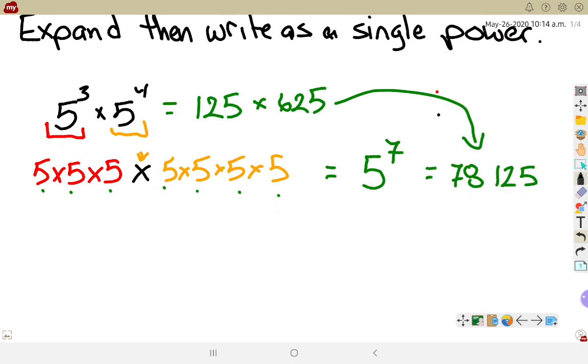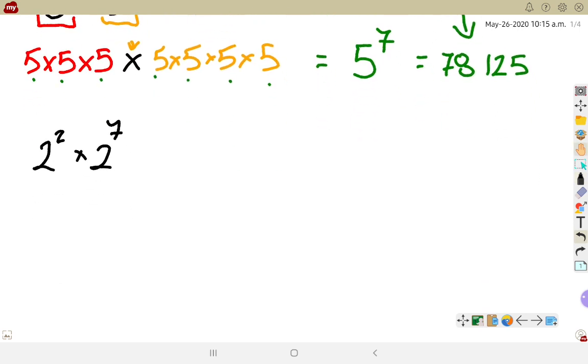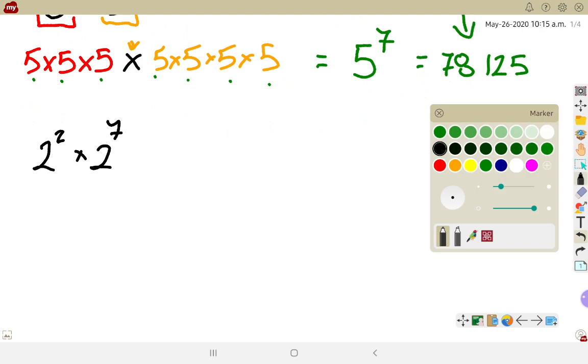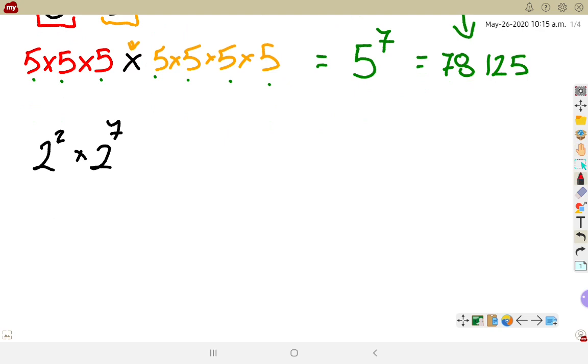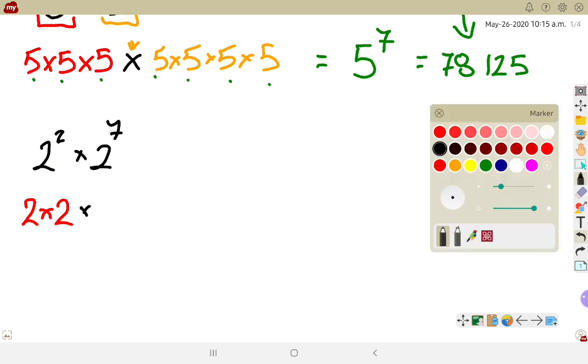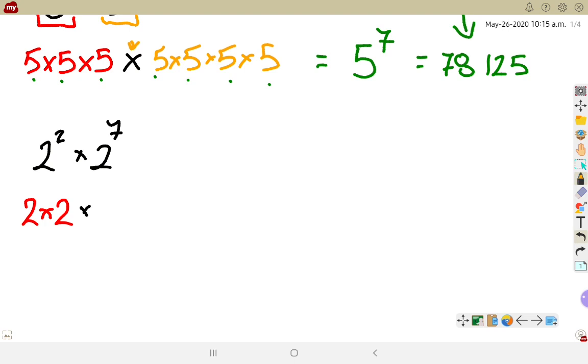So let's do another one just to see. Maybe you're noticing some kind of pattern you think might be happening here. So let's try another one. We'll say 2 exponent 2 times 2 exponent 7. Okay, so if I write those guys out, I'll do the same thing as I did before. So 2 with an exponent of 2, that's the same thing as 2 times 2. And then I am multiplying in between those two powers. And my second power, 2 exponent 7, 2 times 2 times 2 times 2.